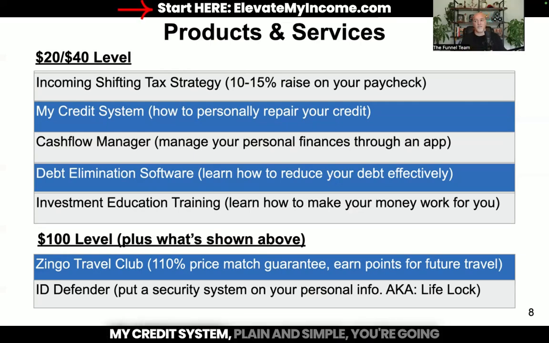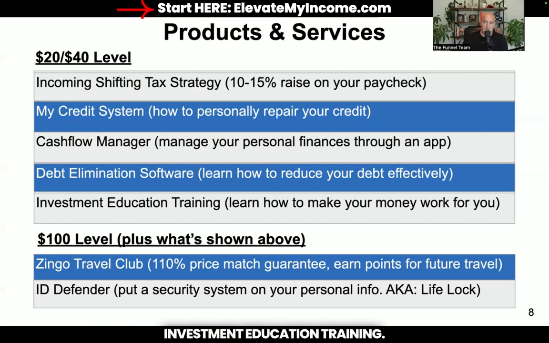My credit system, plain and simple, you're going to learn how to fix your credit. If you got bad credit, you're going to learn how to fix your credit and get your credit into the 700 or even 800s so you could be poised for success. Debt elimination software, plain and simple, my friend. We're going to help you get rid of that debt. We're going to show you a simple and easy way you can do that. You can plug right in. You can start using all of these services as soon as you start, okay?